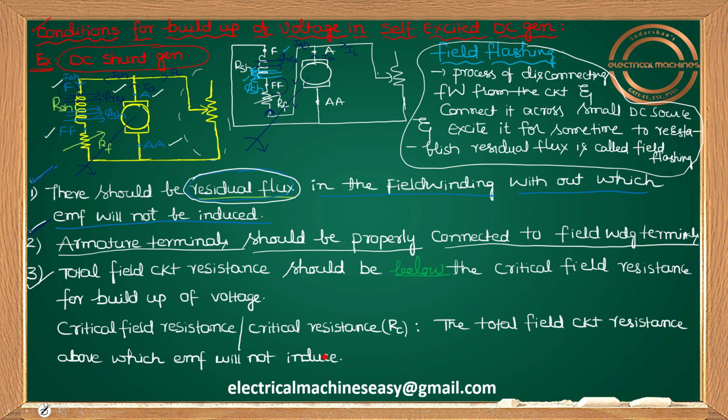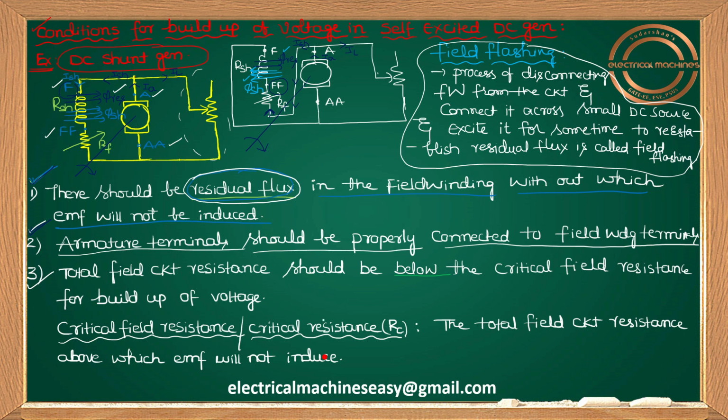So let me erase and write clearly here. Please let me use some other color. It is not visible. Should be below the critical field resistance for buildup of voltage. So I'm just giving the definition for critical field resistance, same definition only, same point only. I'm just writing it in a different way.